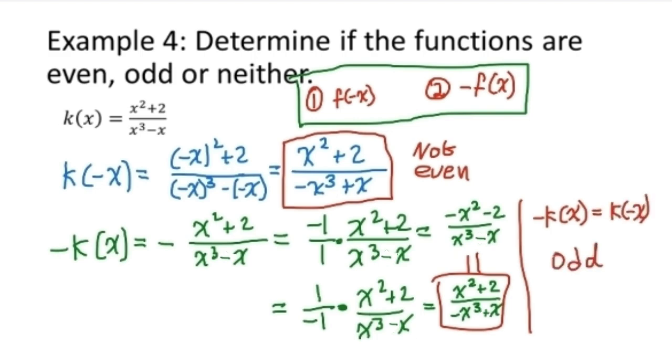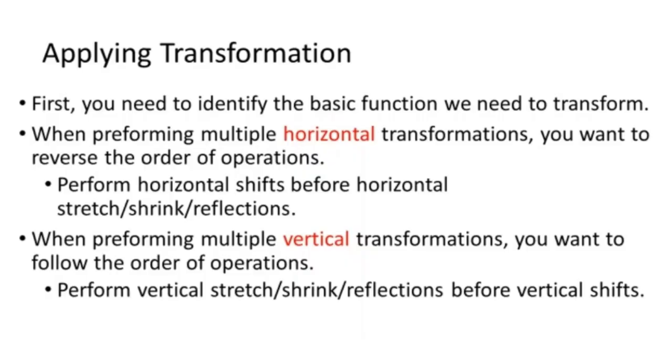Be careful testing to see if a function with a rational expression is even or odd. Multiplying by -1 is either the same as multiplying the top by -1 or multiplying the bottom by -1. You may want to look at both options before you conclude for sure whether or not your function is even or odd. Now we're going to discuss how to apply transformations to obtain graphs from basic functions.